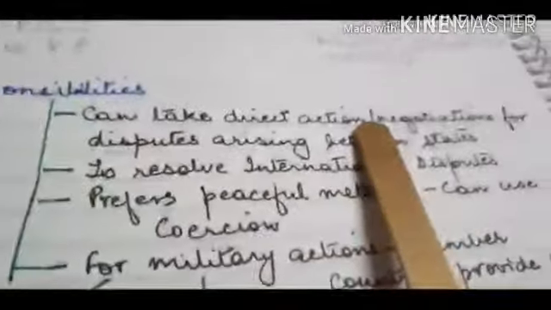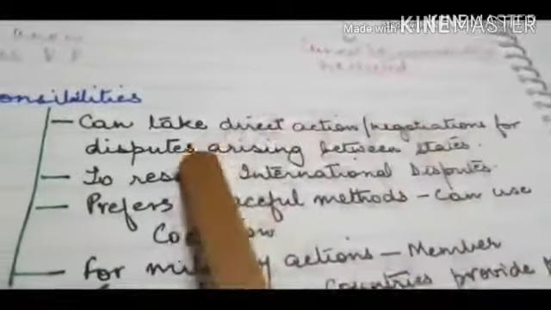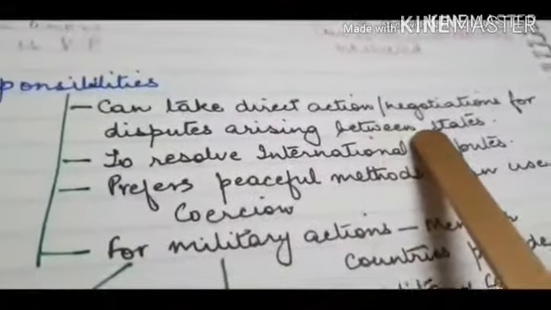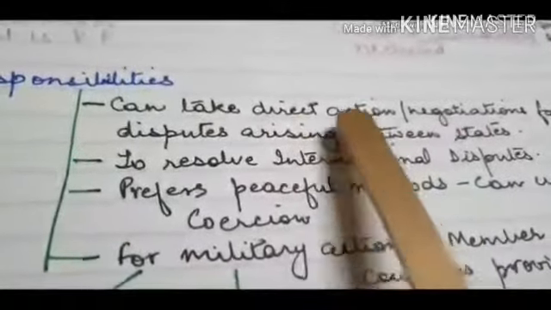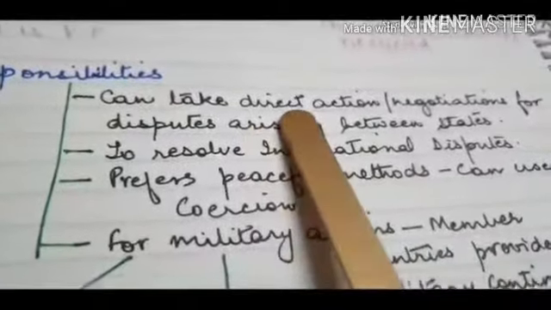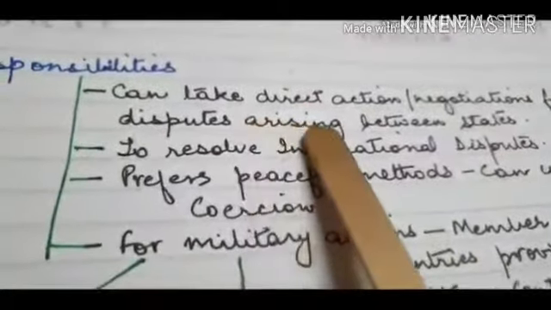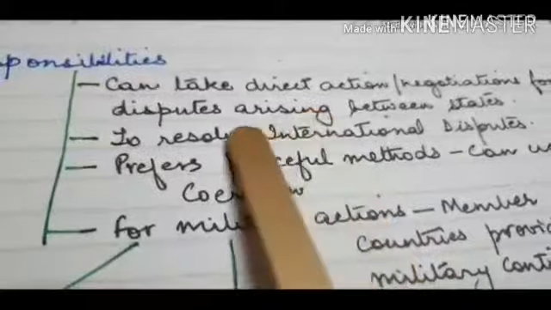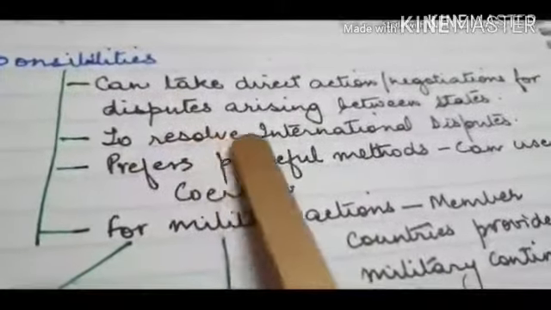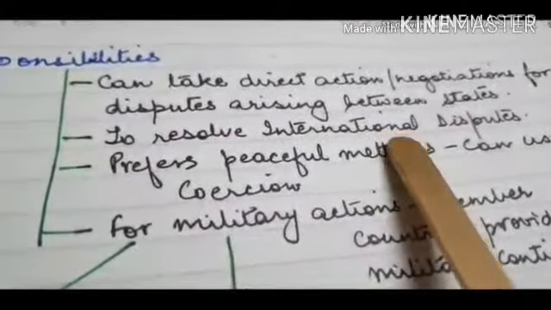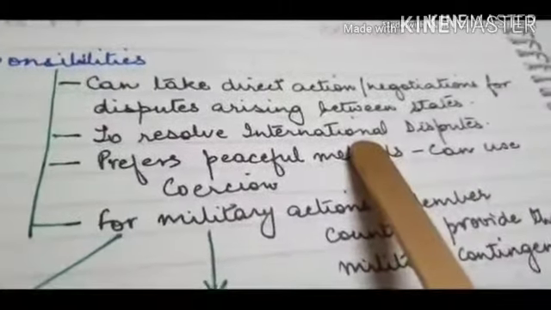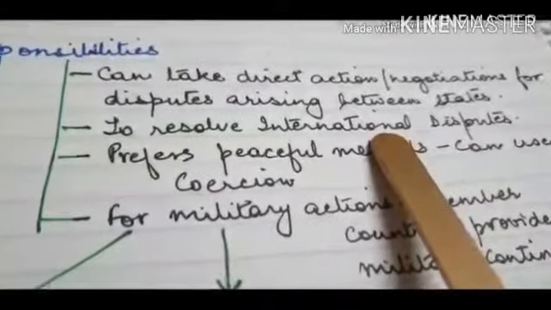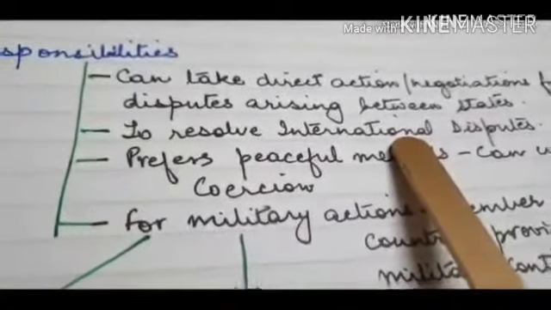The Security Council can take direct actions or negotiations for disputes arising between states. So if 2 states are fighting or they have a problem amongst themselves, then the Security Council can directly negotiate the disputes arising between those states. Second, to resolve international disputes. If there are disputes happening within or outside these countries, even then the Security Council can resolve them.